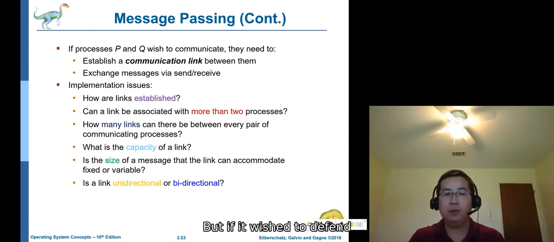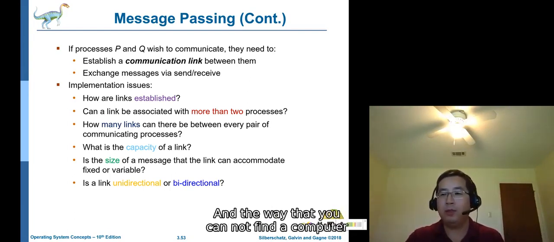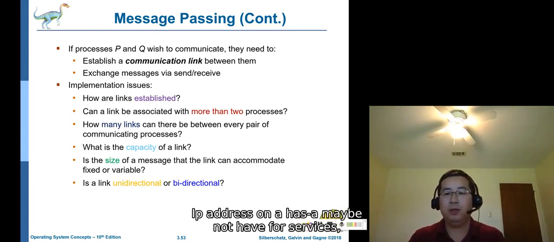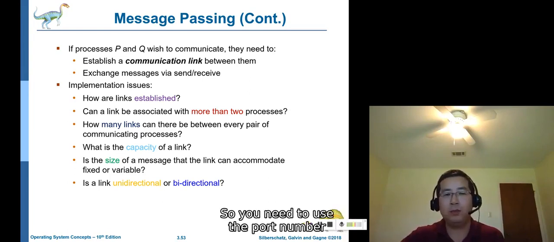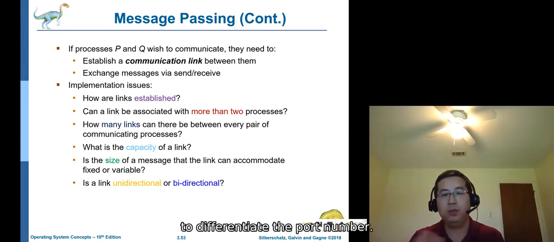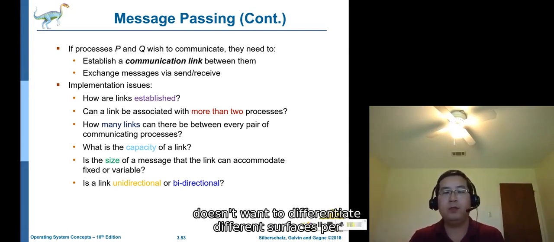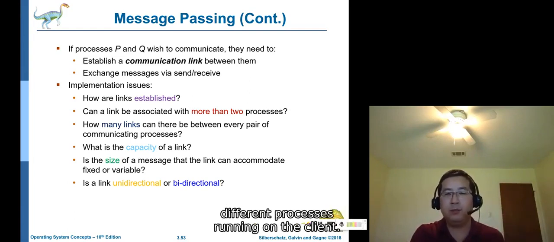But with two different computers in a network, you need to know the IP address as well. Otherwise, you cannot find the computer. But the IP address only identifies the machine, which may have a lot of services, for example on a server, so you need to use the port number to differentiate. Port number is also a logical concept. It just differentiates different services provided by a server, or different processes running on a client.